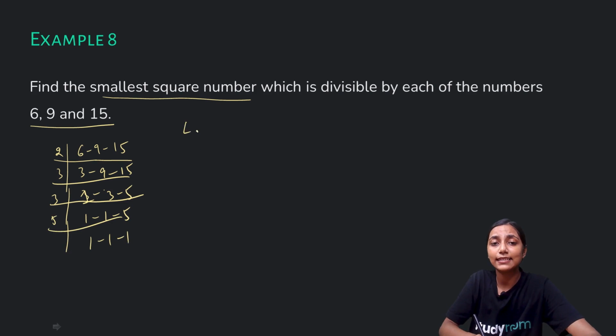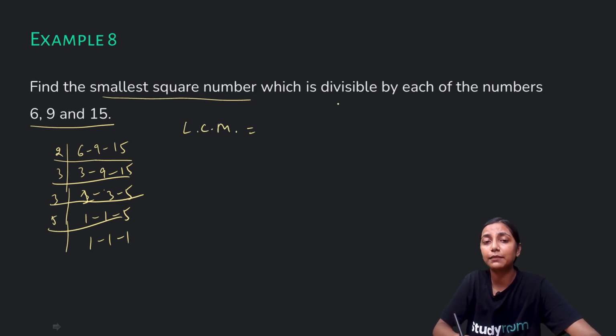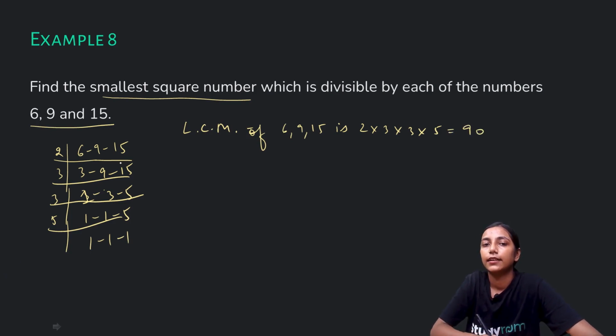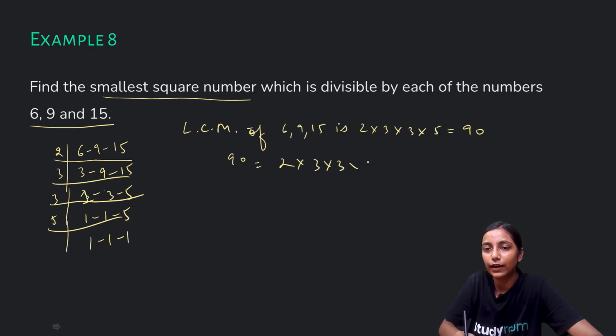So what is the LCM? First of all, I am just finding the LCM, that is the least common multiple, for 6, 9 and 15. The LCM is 2 into 3 into 3 into 5. You can see it is 90. The LCM for these numbers is 90, and 90 is written as 2 into 3 into 3 into 5.